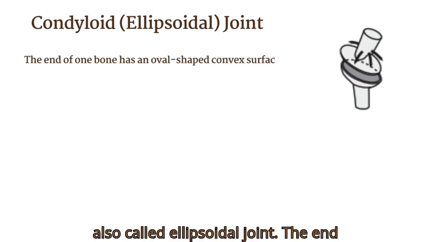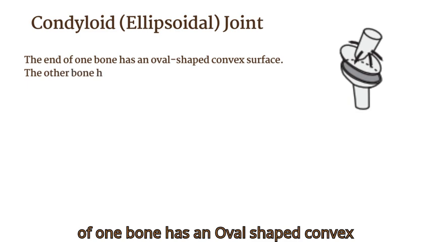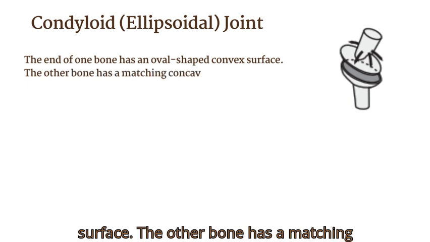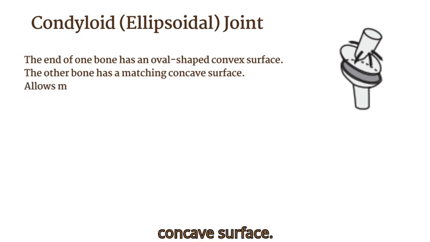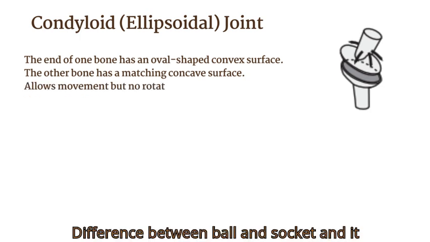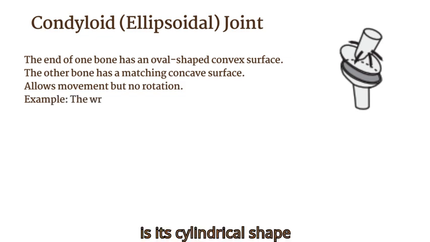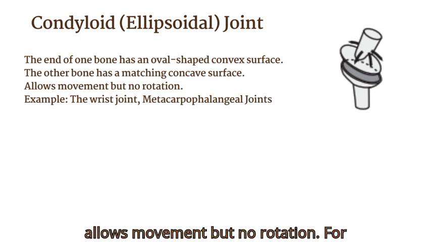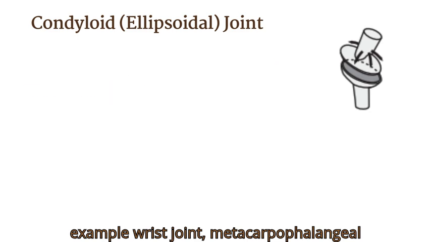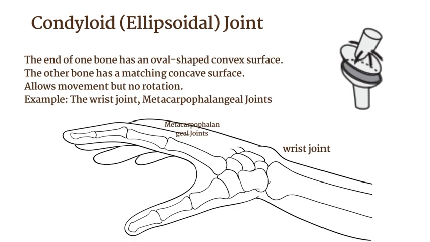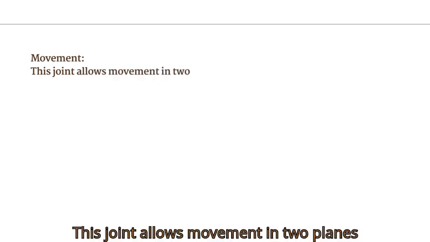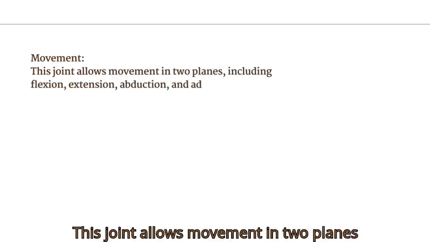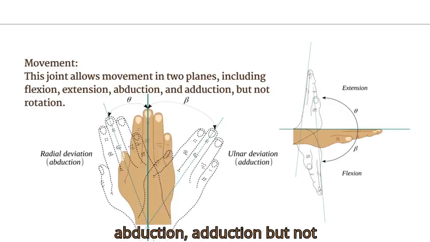Next is condyloid joint, also called ellipsoidal joint. The end of one bone has an oval-shaped convex surface. The other bone has a matching concave surface. The difference from the ball and socket joint is its oval shape rather than a spherical shape. It allows movement but no rotation. For example, wrist joint, metacarpophalangeal joint. This joint allows movement in two planes, including flexion, extension, abduction, adduction, but not rotation.